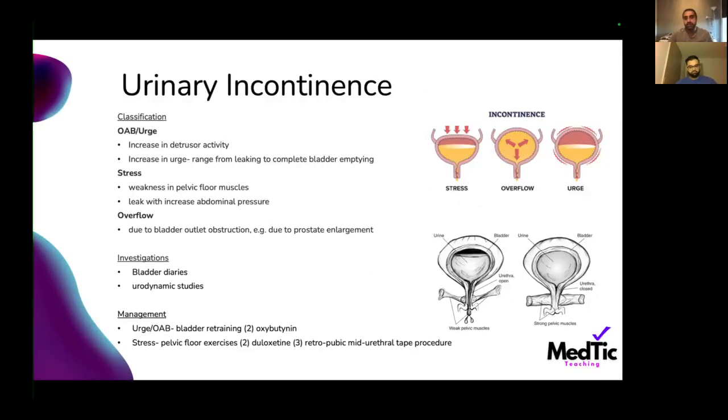That would be when exercising or coughing or sneezing. That's when you would get these symptoms. Overflow is less common. So that's the middle one, where you get, let's say, prostate enlargements.